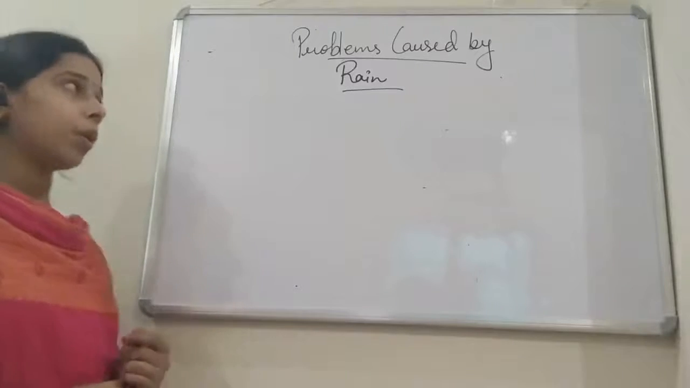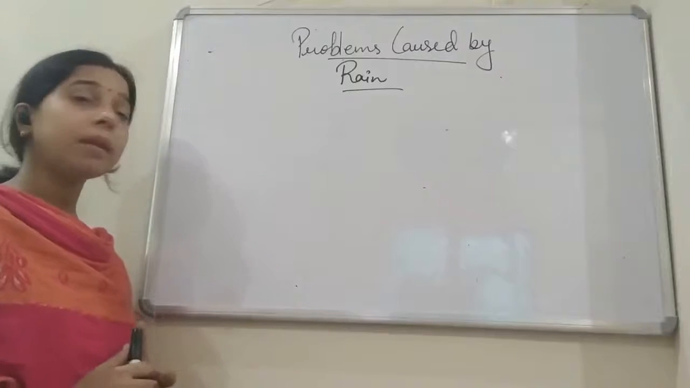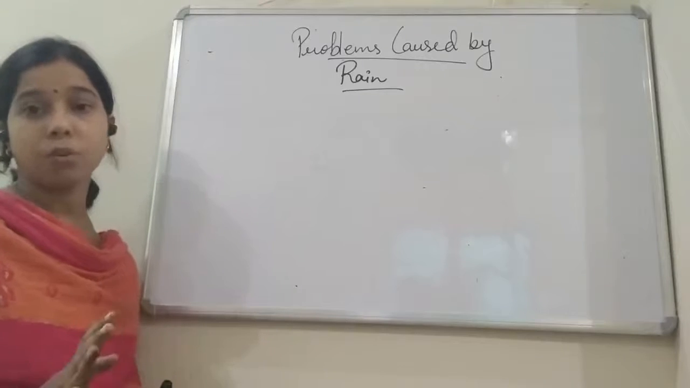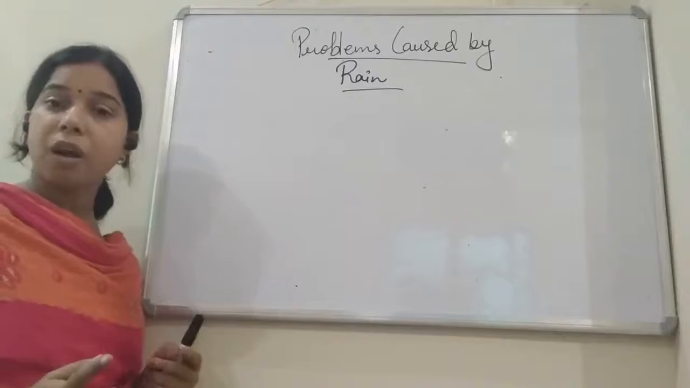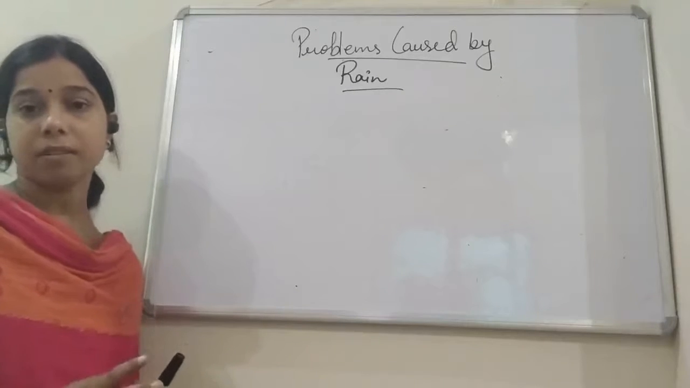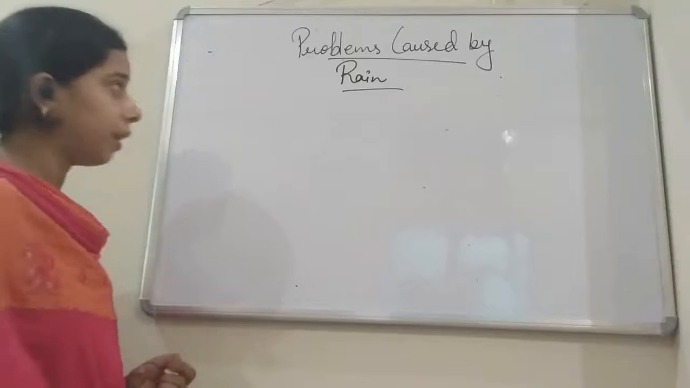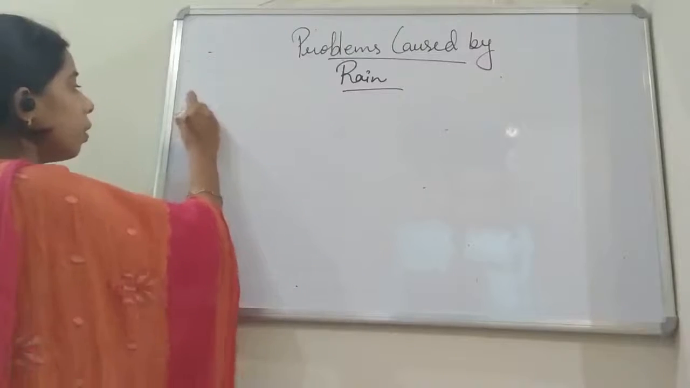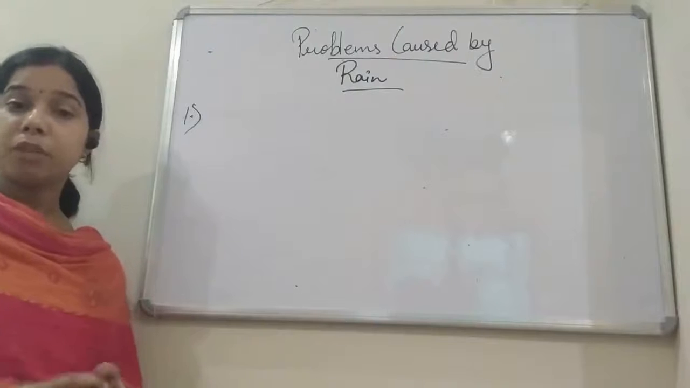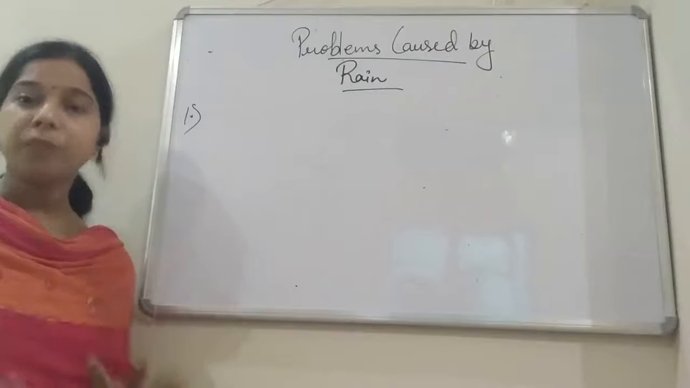Now we are talking about the rain, how it is important. But if the rain is in a proper amount, then it's okay. But if heavy rainfall occurs, students, it will cause a lot of problems to living organisms. So we will discuss the problems caused by heavy rain. The first thing heavy rain affects, students, is that the roads, the parks, the places will get filled with water.